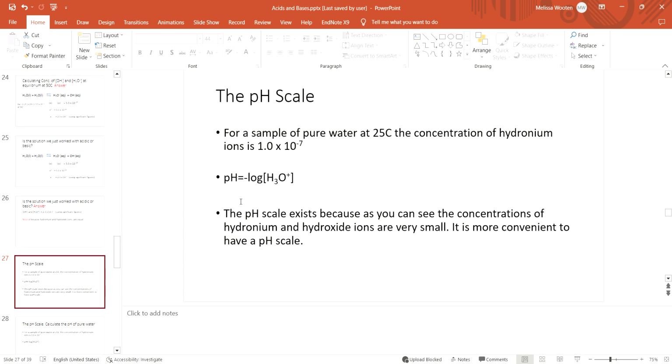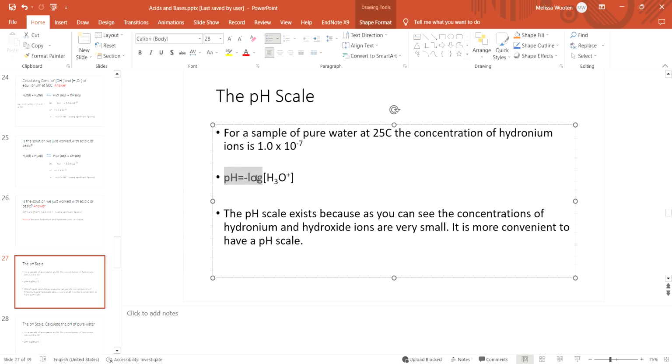All right, let's talk about the pH scale. The pH scale exists because it is more convenient to work with whole numbers than it is to work with numbers that are very small, like 1.0 times 10 to the negative 14th. Or in this case, on the slide it's written 1.0 times 10 to the negative 7th. Now this is a formula you're going to need to know. This is how they come up with the numbers on the pH scale. The pH is the negative log of H3O plus, or H plus.